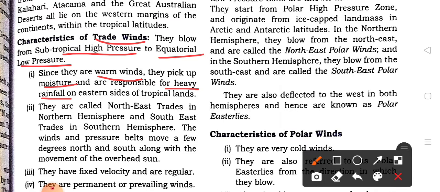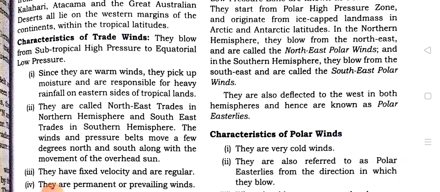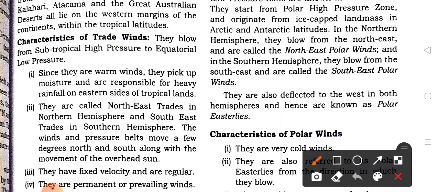They are called the northeast trade wind in the northern hemisphere and the southeast trade wind in the southern hemisphere, as the wind deflects to the right and left in the northern and southern hemispheres. The wind and the pressure belt move a few degrees north and south along with the movement of the overhead sun. As we know, with the shifting of the sun, the pressure belt also shifts about 5 degrees north and south in both hemispheres.